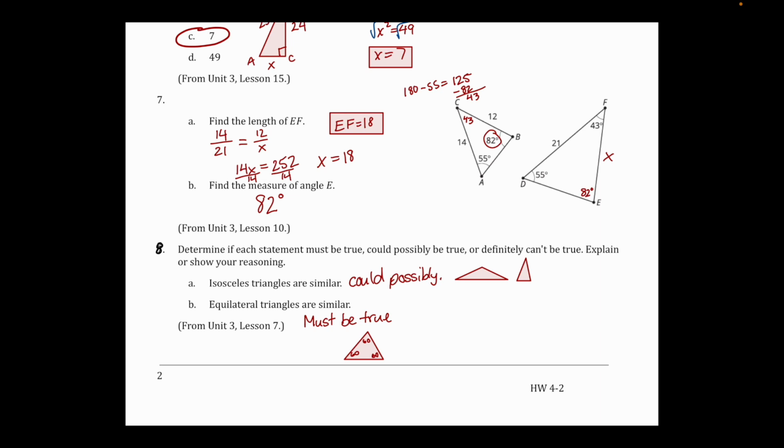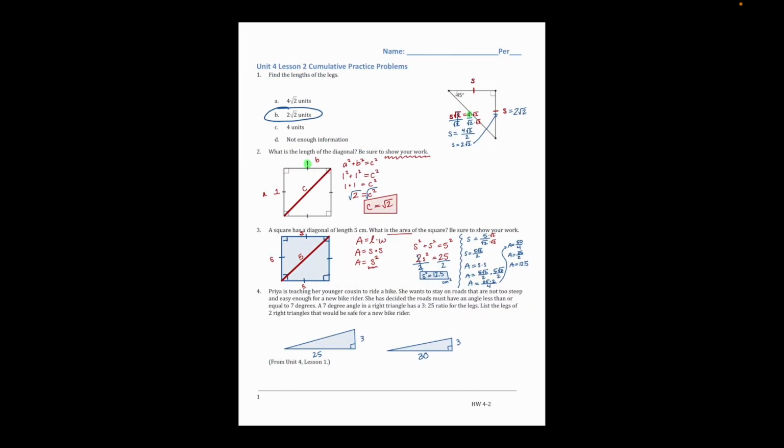And that's it for question 8. And that's going to be it for homework assignment 4-2, which is the Unit 4, Lesson 2, Cumulative Practice Problems for Illustrative Math Geometry.